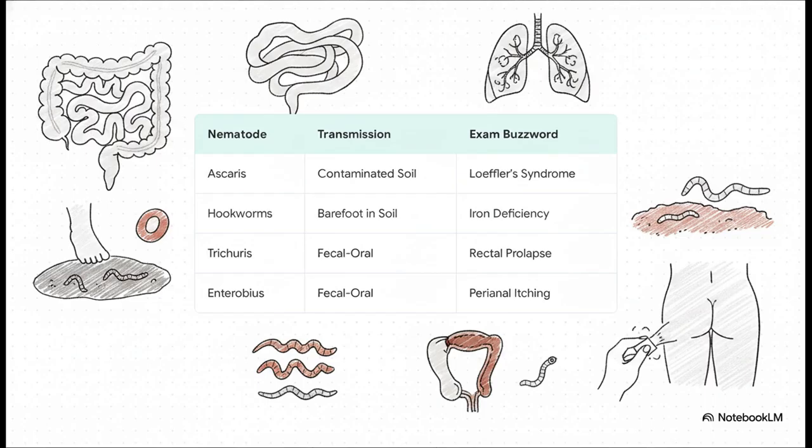If they present a barefoot kid playing in soil who now has profound iron deficiency anemia, you must immediately click hookworms and move on. They attach to the gut and literally suck blood. If a kid has bloody diarrhea and rectal prolapse, Trichuris, the whipworm. And the absolute classic, a kid with nocturnal perianal itching diagnosed with a Scotch tape test? That, my friends, is Enterobius, the pinworm.